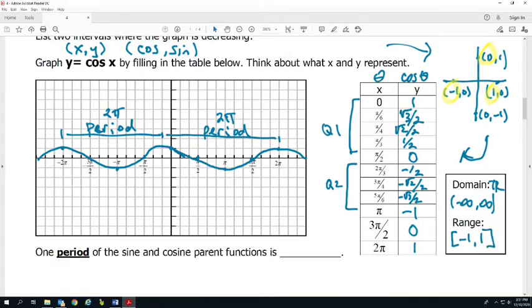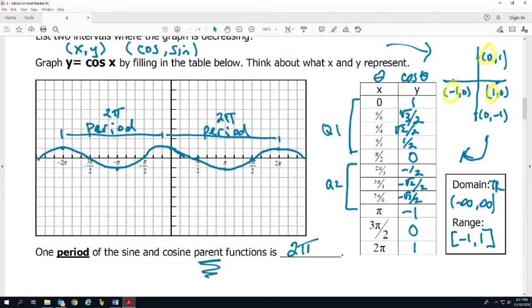All right, 1 period of the sine and cosine function is 2 pi. That's before any transformations, which we will do here soon. But when you start doing transformations, you change that period. Otherwise, if it's the parent function, it's going to be 2 pi.